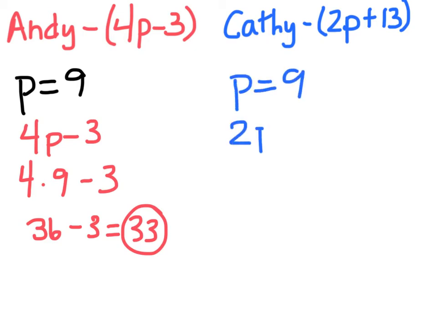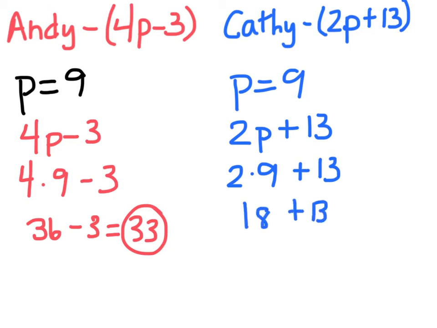Now let's solve for Cathy, if P equals 9. So 2P plus 13. We substitute in 9 for the P. 2 times 9 gives us 18 plus 13, which equals 31. So Cathy has 31 pencils.